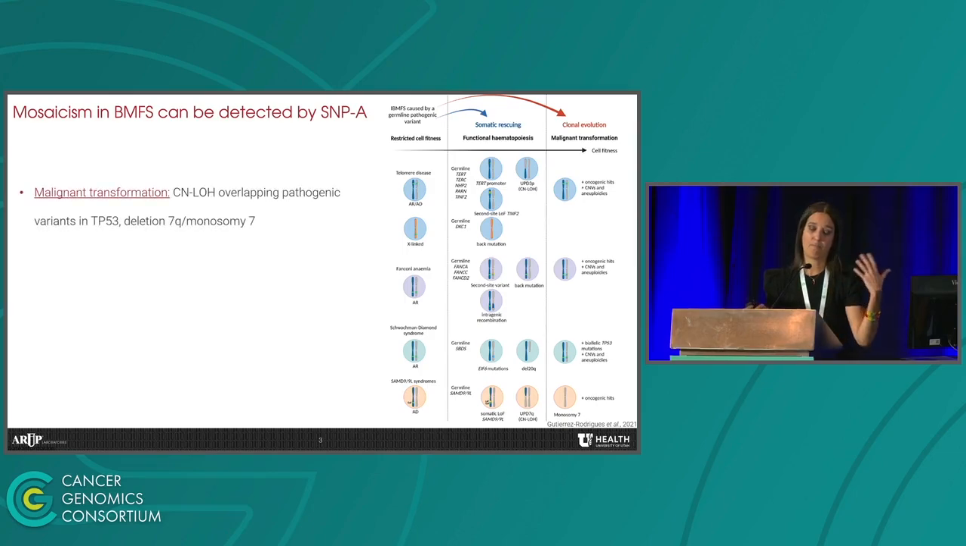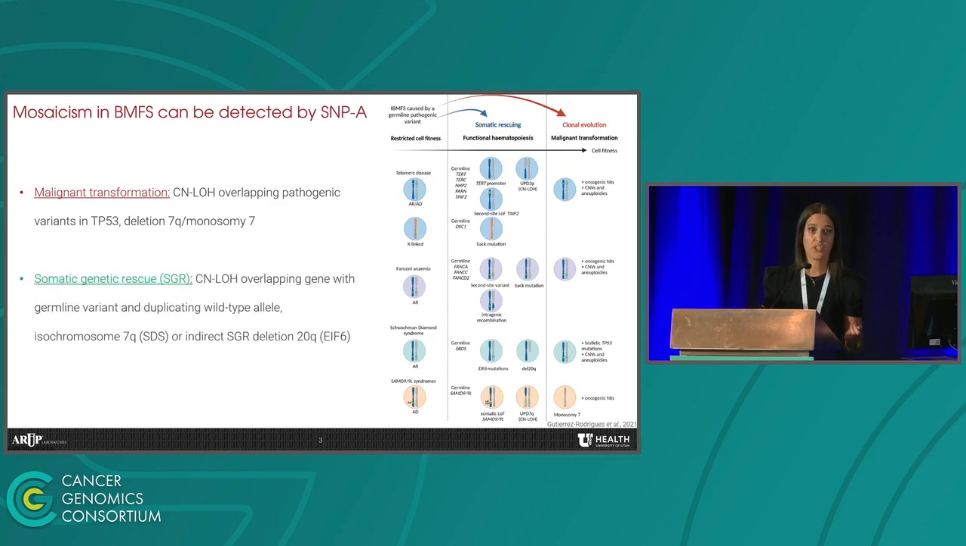For example, variants associated with malignant transformation can include copy-neutral loss of heterozygosity that overlaps with pathogenic variants in TP53, deletion 7q or monosomy 7. Those associated with somatic genetic rescue can also be identified by SNP-array, such as CNLOH overlapping the gene that carries the germline variant. This would lead to the loss of the pathogenic variant and duplication of the wild-type allele. There are also other CNVs that can be present in somatic genetic rescue, such as isochromosome 7q or deletion 20q in Shwachman-Diamond syndrome.